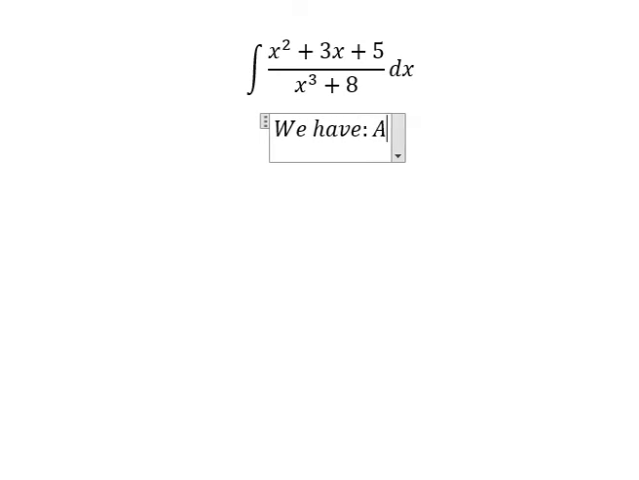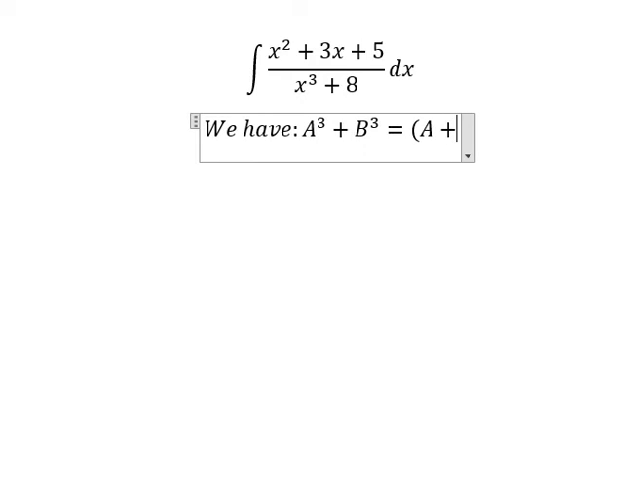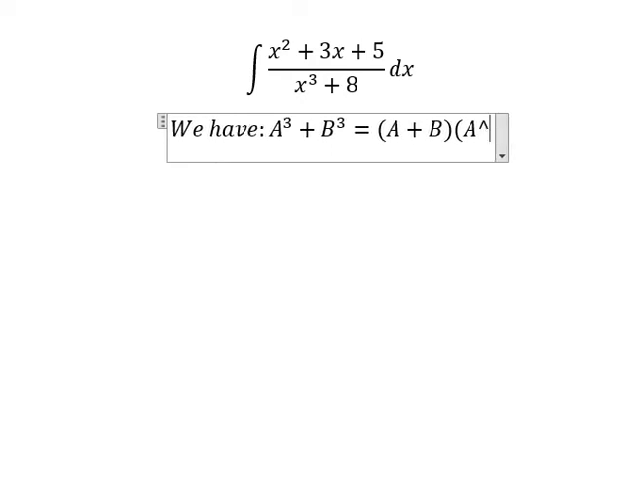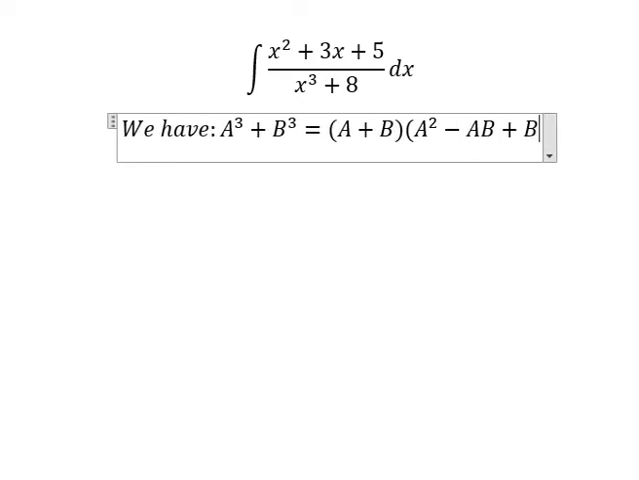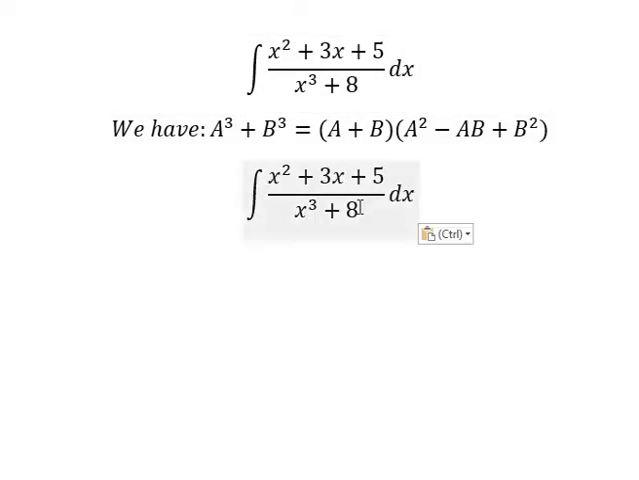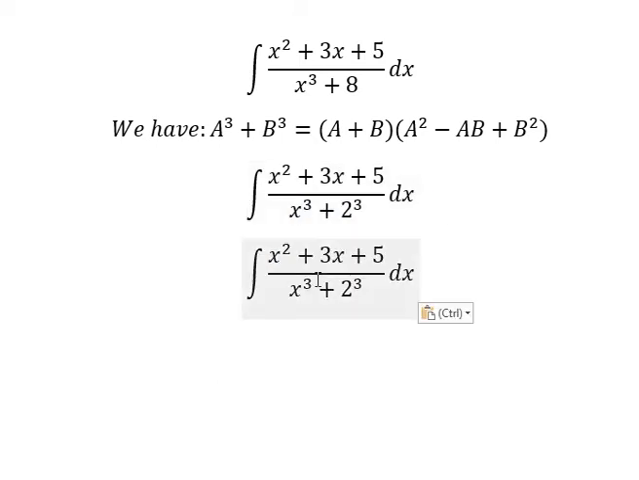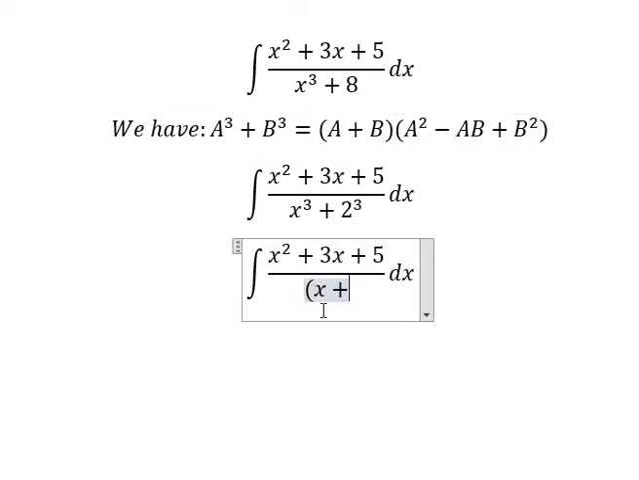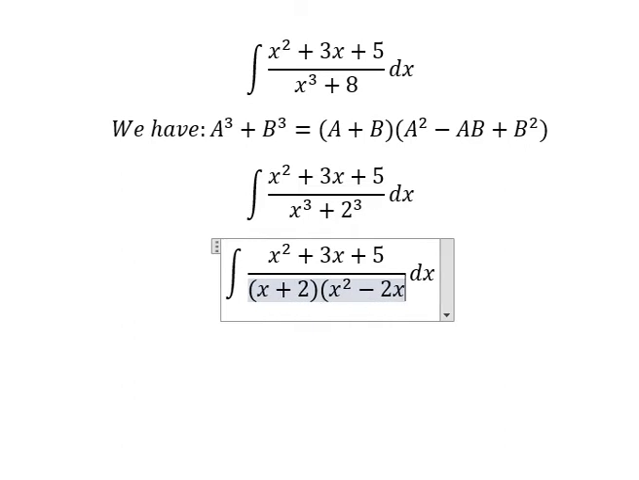We have a to the power of 3 plus b to the power of 3 equal to a plus b multiplied by a square minus ab plus b square. So number 8, that's about 2 to the power of 3, and this one we change by this one, and you will get s plus 2 multiplied by s square minus 2s plus 4.